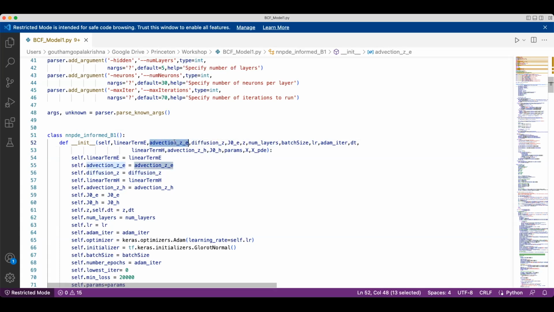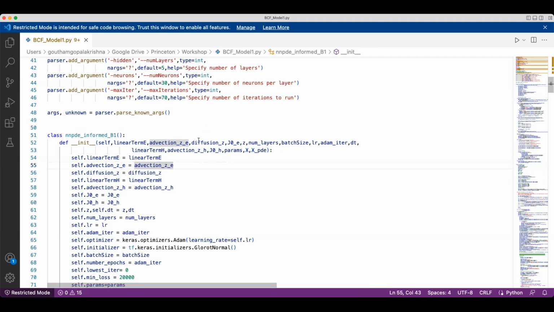And that's why you have advection ZE and advection ZH. What you also have is an initial condition for experts, J0E, and an initial condition for the households. You have the batch size, learning rate, how many iterations for Adam you want to run, your DT interval, and information about your state space. Okay? XPDE is state and time dimension, whereas X only has the state space.